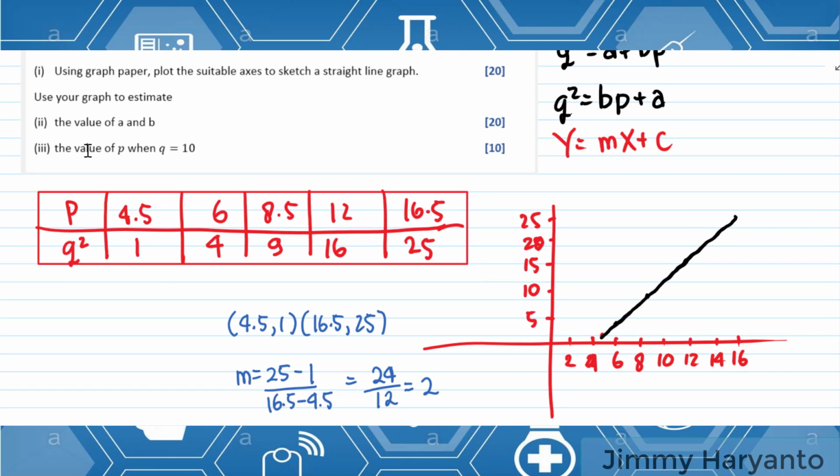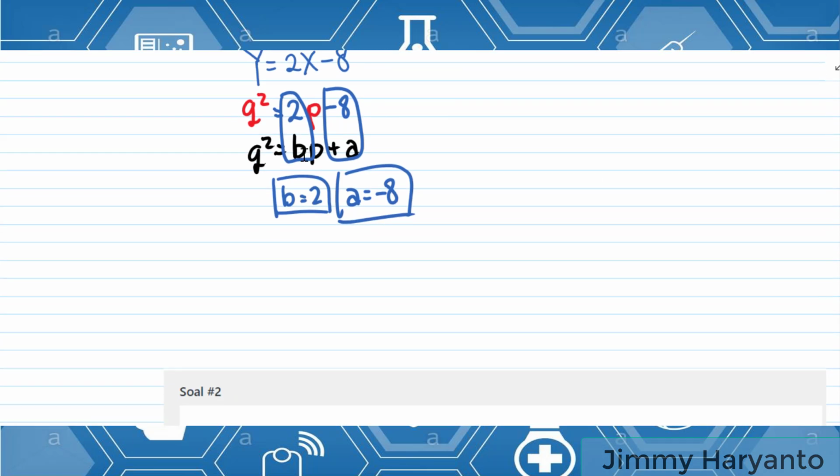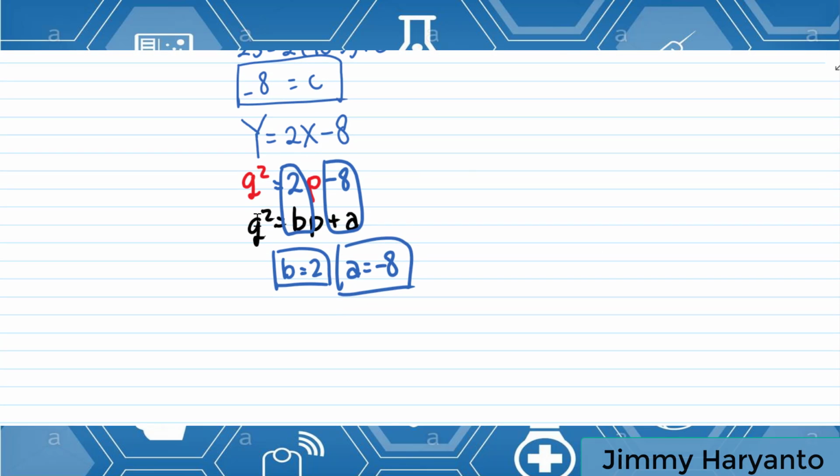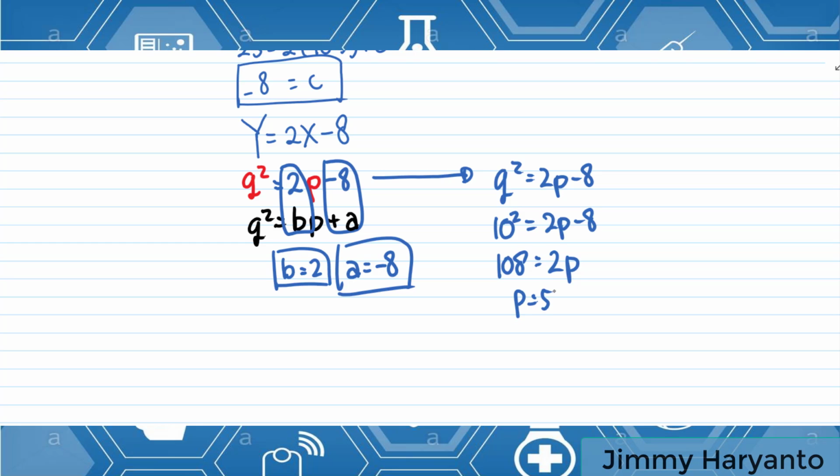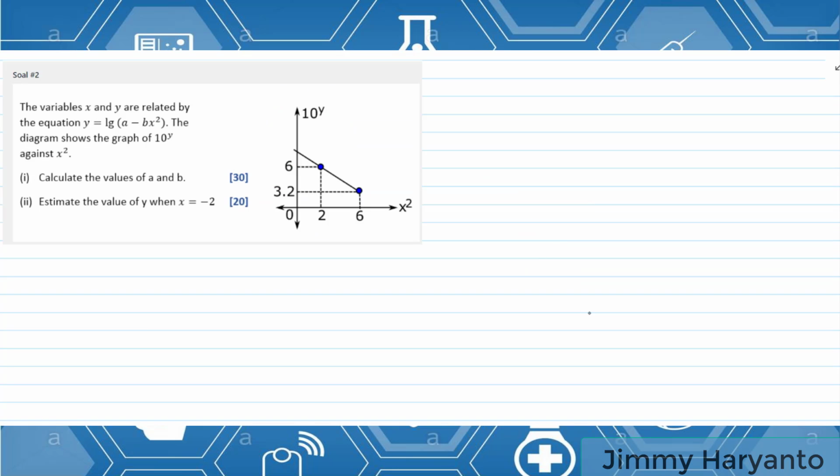Next, see the third question, find the value of p when q equals 10. Let's use this equation. Q square equals 2p minus 8. Q equals 10, so 10 square equals 2p minus 8. 108 equals 2p, so p will be 54. There you go. That's the answer for number 1.